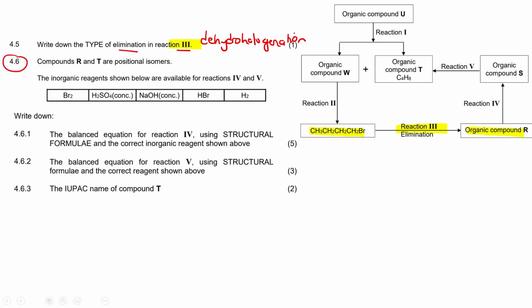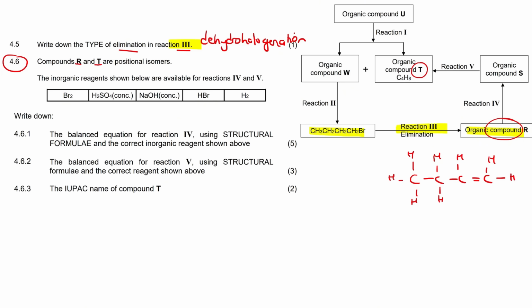Now, this question says that compounds R and T are positional isomers. Where are R and T? Okay, so here's T and here's R. We already drew out what this compound is. Let's just do it again. So we already said that it looks like this, with a double bond there, and then all of these are hydrogens. So we already know that this is what R looks like.